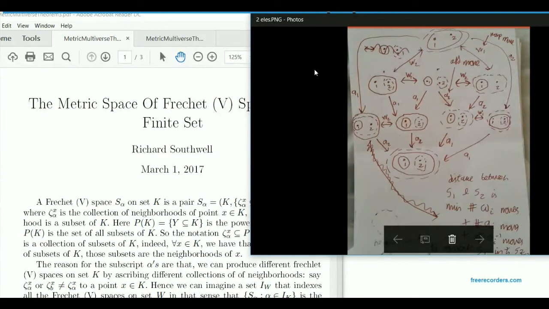So thinking about this kind of network, we think about the minimal paths between different Frechet spaces, and I think that basically allows you to define a sort of metric space on collections of Frechet spaces. So that's the basic gist of the idea.